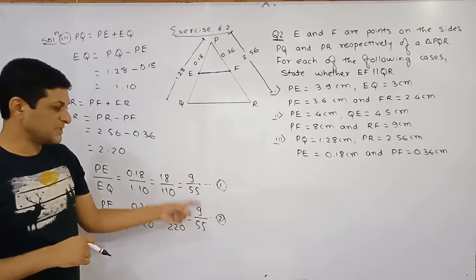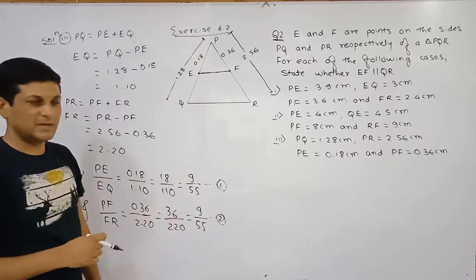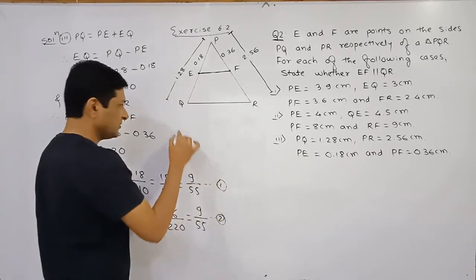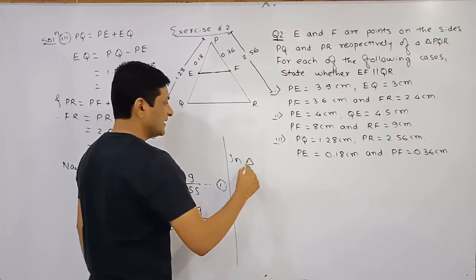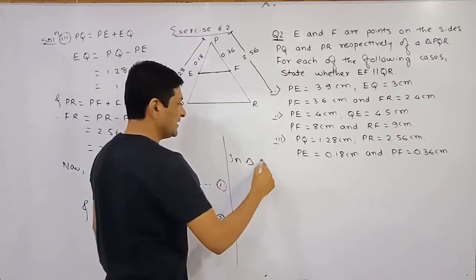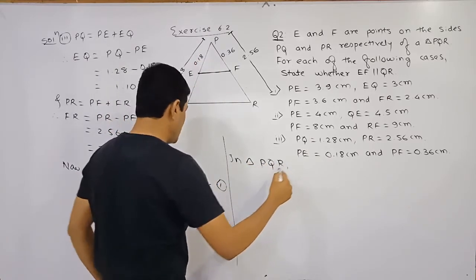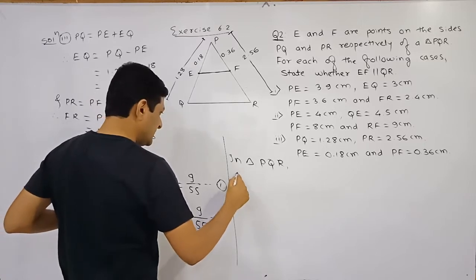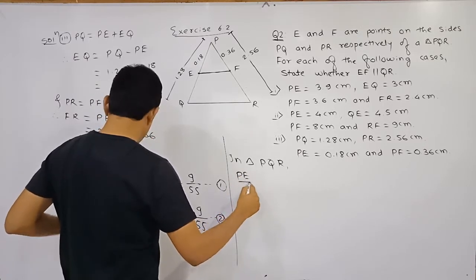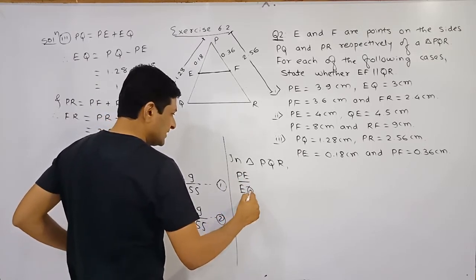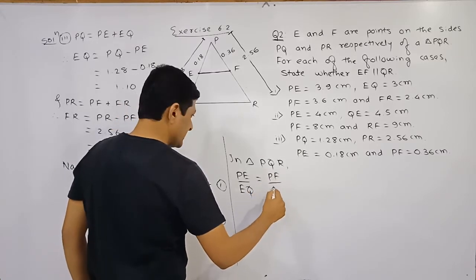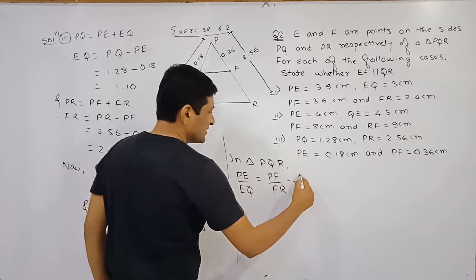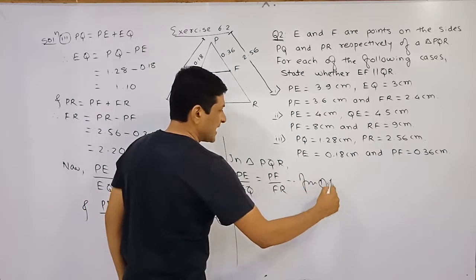Now here we can observe that the values of the ratios are equal. So what result are we getting? In triangle PQR, what have we proved here? PE upon EQ is equal to PF upon FR. This result we have got from equation first and second.